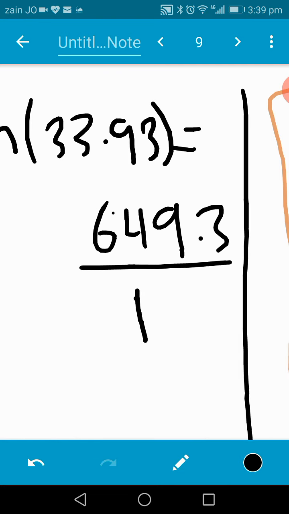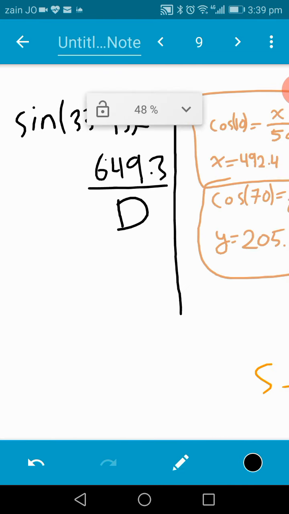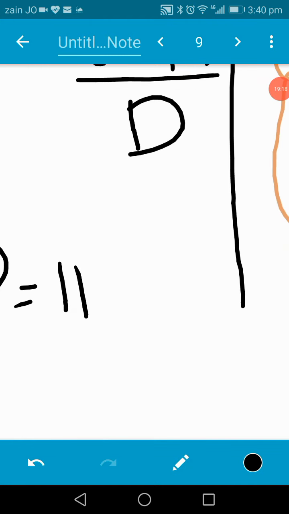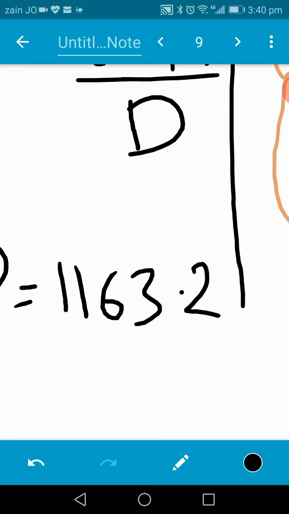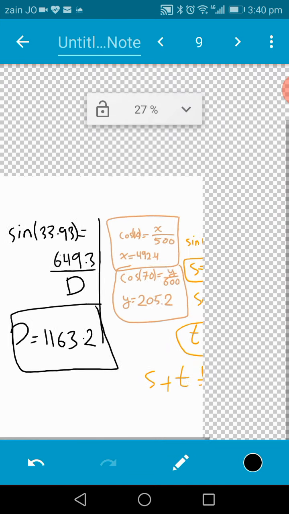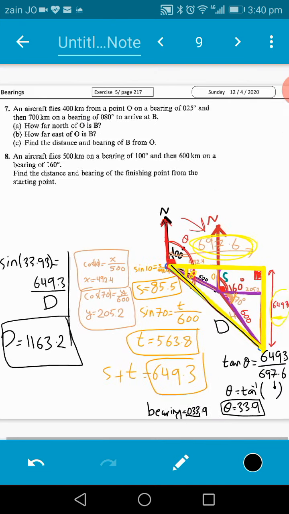So now you can find D. What does it come out to? The answer is 1063.2. So okay, this is the final answer. This is the distance. Now this is the answer for this question.